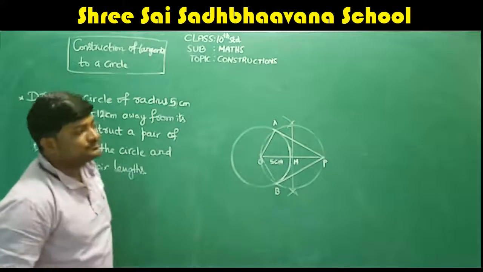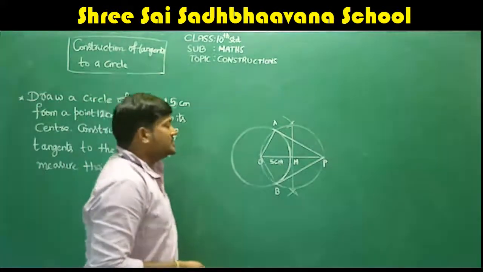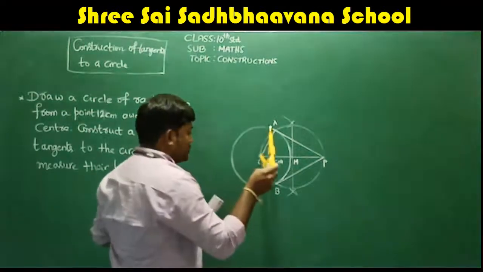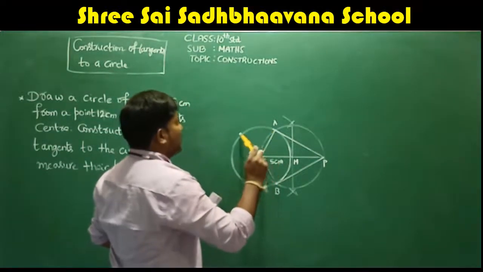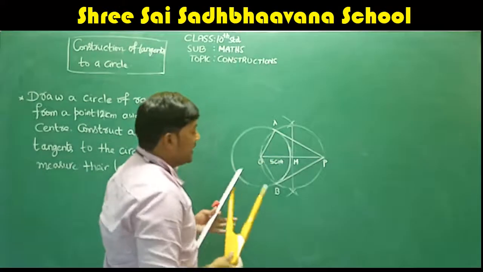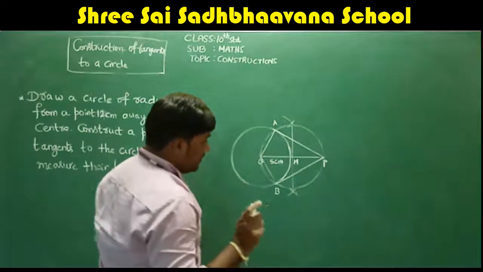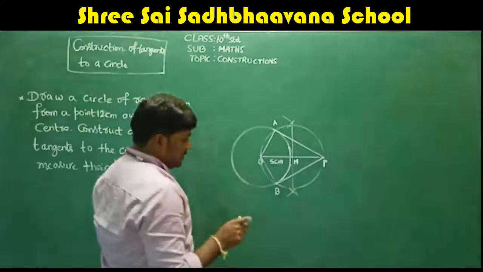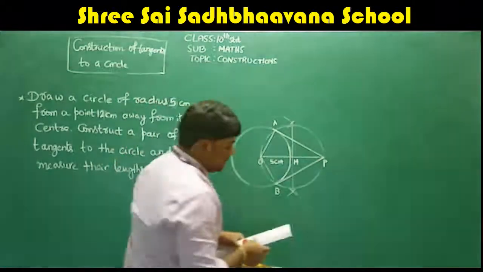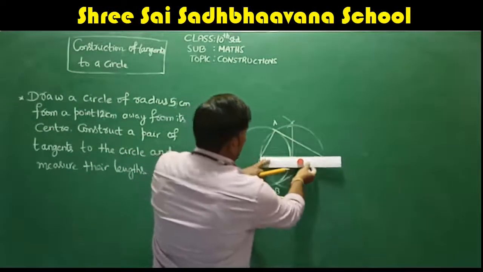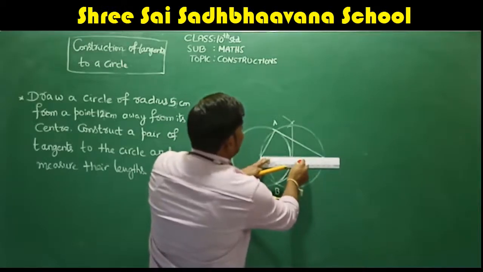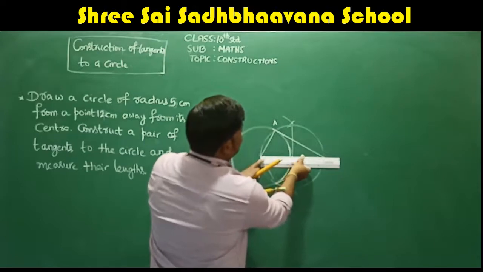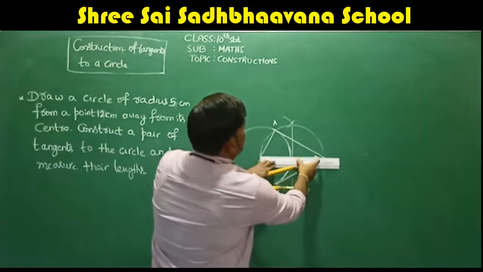So what we did, we just took the compass, took 5 centimeter radius and drew the circle. So that's done. Next, here is one important point, as I said, you should remember, from the center. Where is the circle center? O. From O, take 12 centimeter distance, and mark a point P.